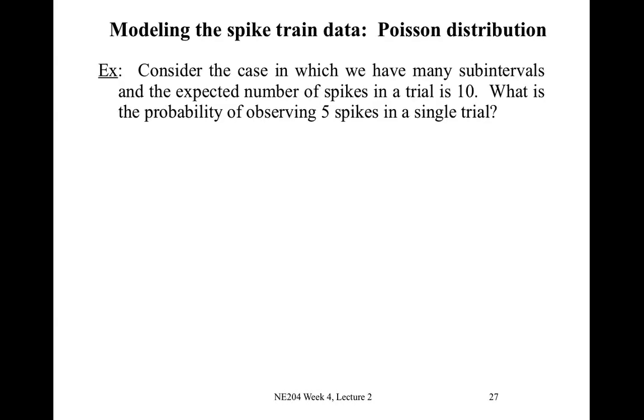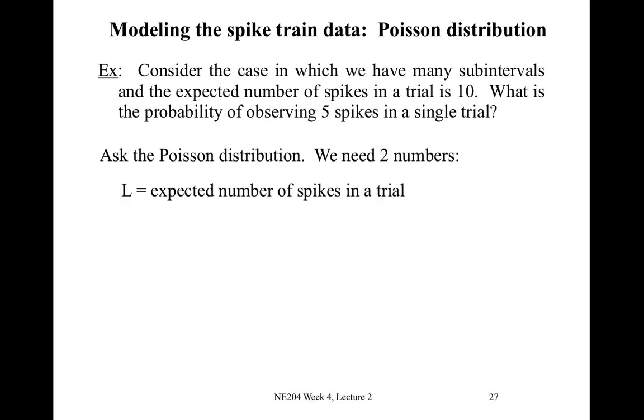So we've developed the Poisson distribution, had some sense for where it comes from. Let's now apply it. So we'll consider an example here in which we have many subintervals. We've divided up our axis into many subintervals, and we're told that the expected number of spikes in a trial is 10. So let's now ask, what is the probability of observing 5 spikes in a single trial? So the expected number is 10, but we can ask, what's the probability that instead of getting the expected number, we get something less than it? We get 5. And to answer that, we'll use the Poisson distribution.